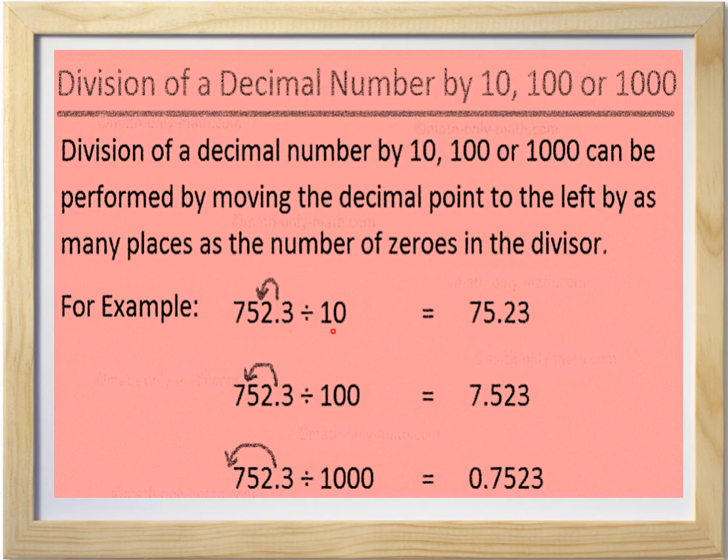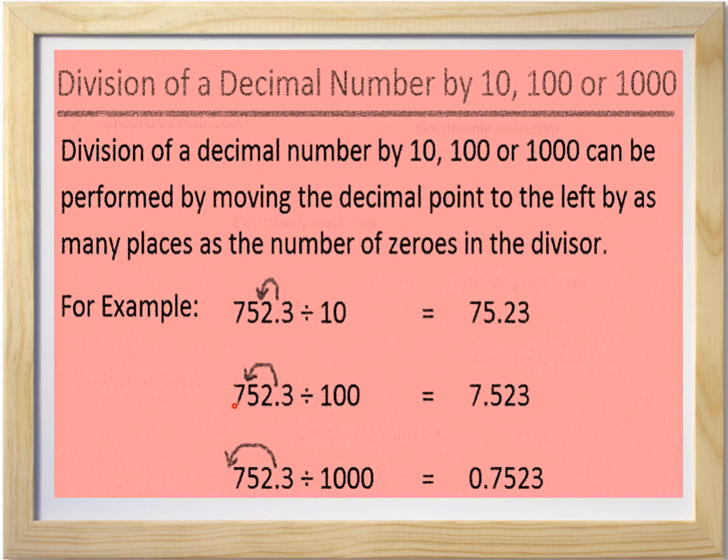752.3 by 10. Children, in 10 there is only one zero. That means the decimal point will shift towards the left by one place. So the quotient will be 75.23. Let us take the second example.